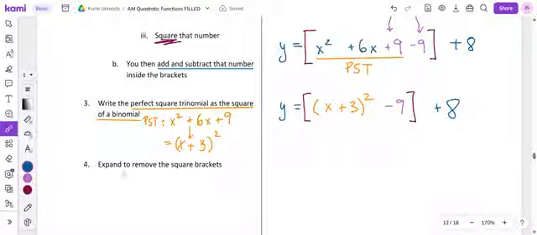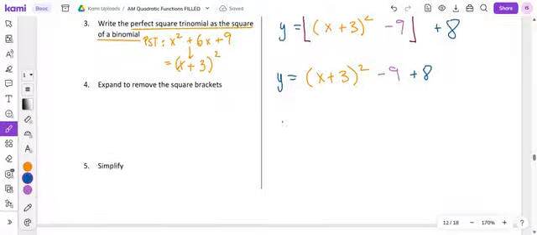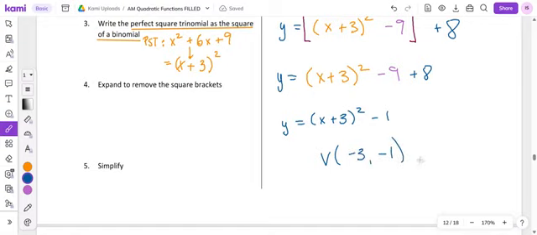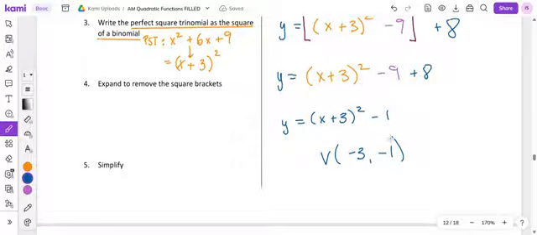Now, at this point, I'm just going to expand to remove the square bracket, meaning I'm going to get rid of the square bracket, not the orange one. I want it because that's starting to look like vertex form. When I get rid of the bracket, I'm just left with -9 +8. And now I can simplify that. -9 + 8 is -1. Can we find the vertex? Let's write it down. Vertex, -3, -1. Doesn't look like the original equation, right? We couldn't have found this vertex just by looking at the standard form.